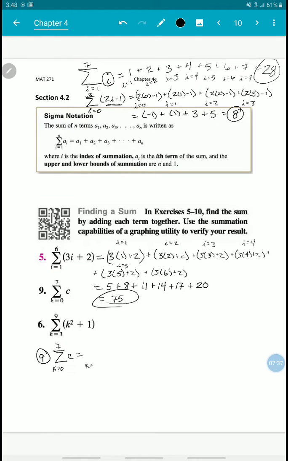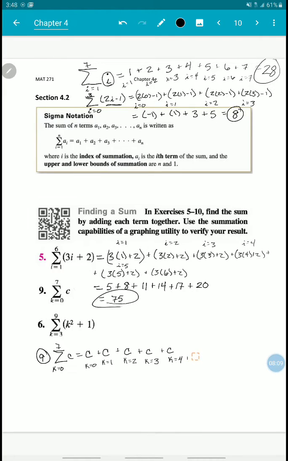So when k is 0, notice there's no place to put the 0 in here. So we're just going to get the number c. When k is 1, we're going to get the number c. When k is 2, there's no place to put a 2 in. There's no k here. So we're going to get the number c. What do you think would happen when k is 3? We're going to get the number c. What happens when k is 4? We're going to get the number c.